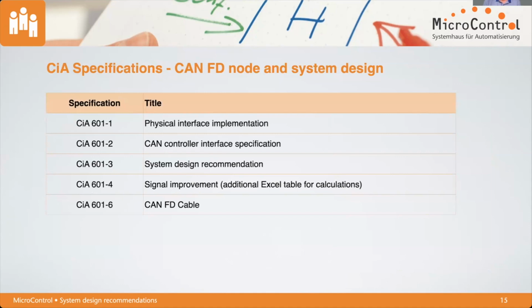So again, here is the hint for the specifications which are available especially for CAN-FD. We have things like the physical interface implementation, the CAN controller interface spec, and system design recommendations. Another nice topic is signal improvement, which I come to later. And not to forget the CAN-FD cable. So don't forget the cable if we're talking about CAN-FD.